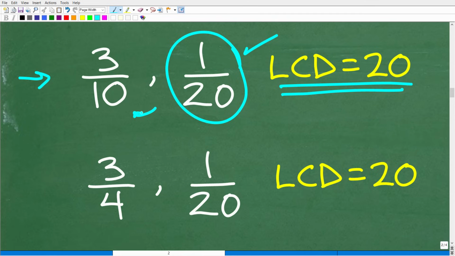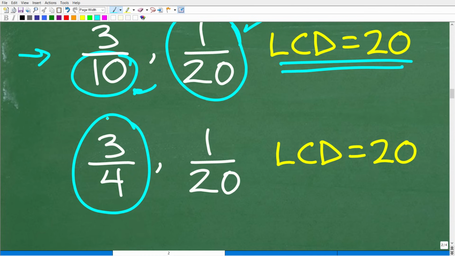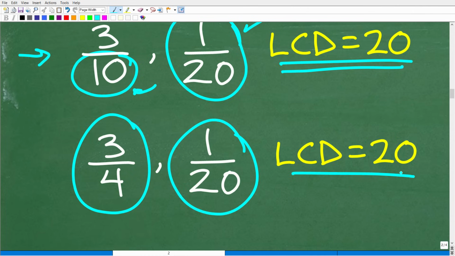Okay, so here we have 10 as a denominator, but is it the lowest possible denominator? Well, no, we could actually go down here to 4. Now I'm actually not doing this problem. I'm just showing you that we could get lower numbers other than 10. So in other words, 3/4, okay, and 1 over 20, the LCD is also 20, okay? So clearly, we can get different numbers for denominators with the same LCD.